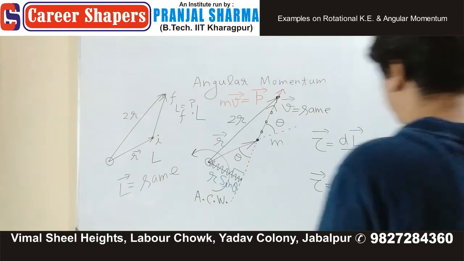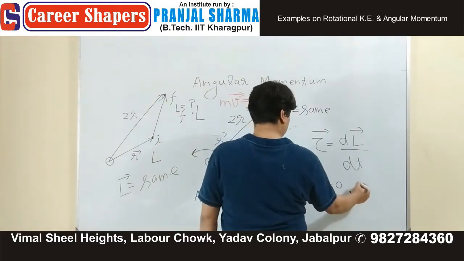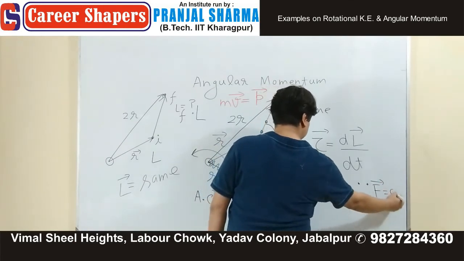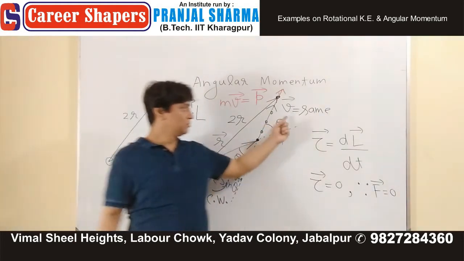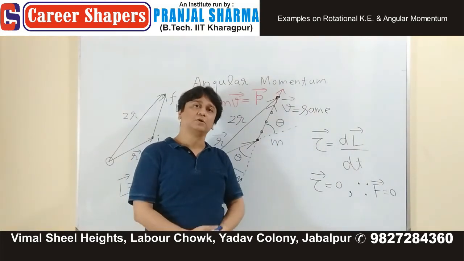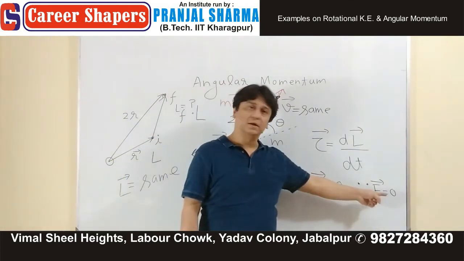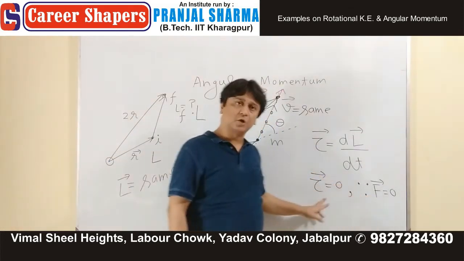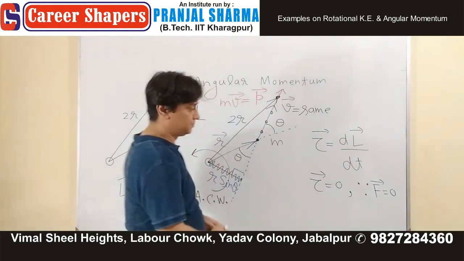And why is torque 0? Since force is 0. And how do I know that force is 0? The question says v is same. If you are not changing v, it means acceleration is 0. If acceleration is not there, then force will also be 0. And therefore no force is present, and you know that torque is r cross F, and therefore torque is also 0.